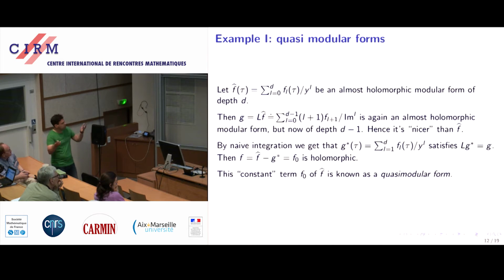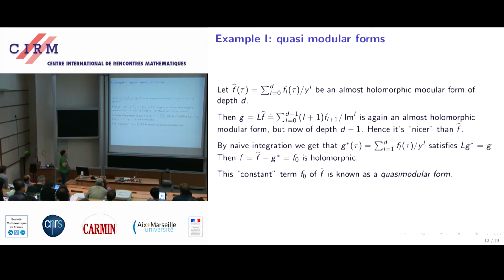So the constant term, it's a polynomial, it's a constant term, but it's weird to call a function a constant term if it's not, anyway. So it's a constant term in the polynomial, and actually classically you call this a quasi-modular form. Constant term of an almost holomorphic modular form.